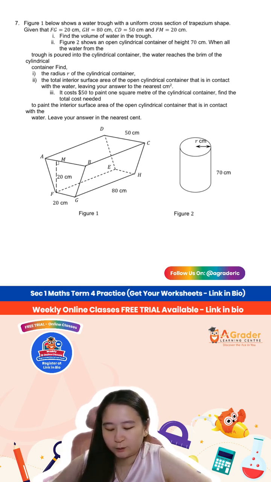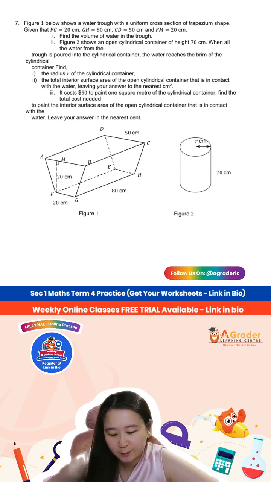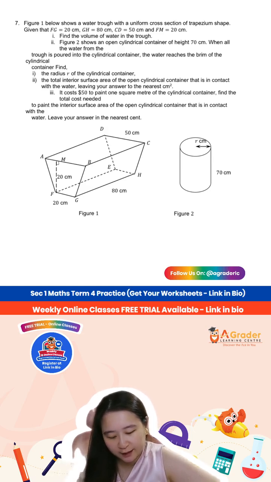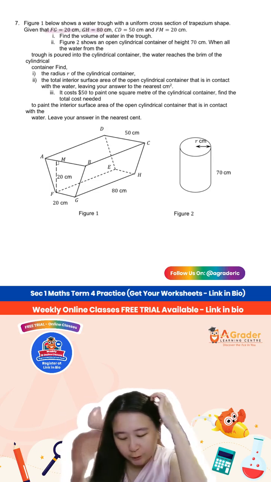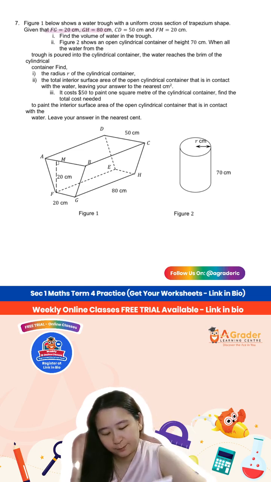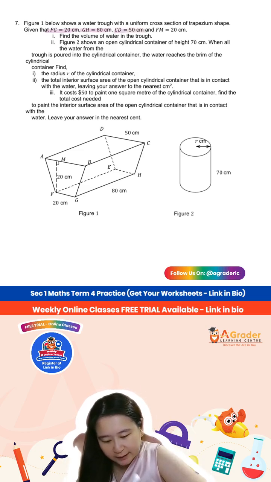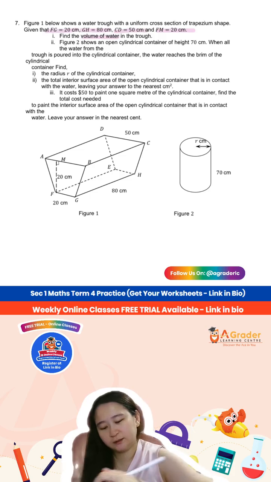Figure 1 below shows a water trough with a uniform cross section of trapezium shape. Given that FG is 20 cm, GH is 80 cm, CD is 50 cm, and FM is 20 cm. Find the volume of water.